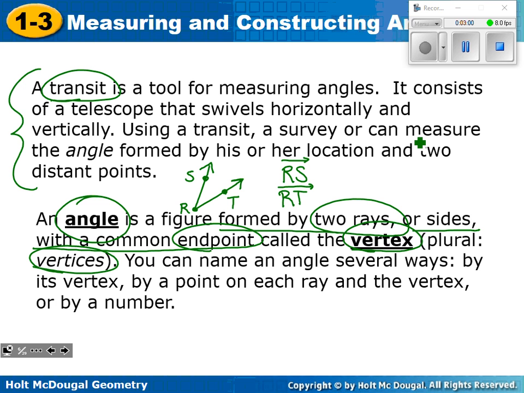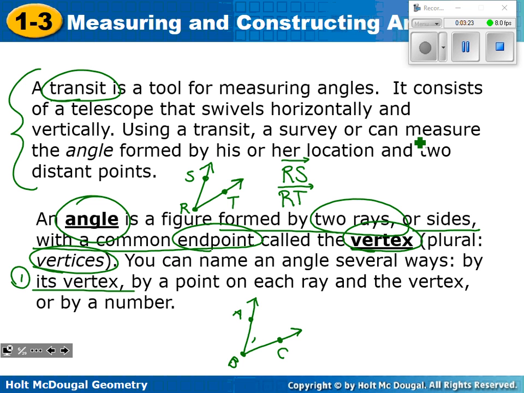And then there are three different ways you can name an angle. Some of them work all the time. Some of them only work some of the time. So I'm going to give you an example here. Okay, so sometimes you can name an angle by just using its vertex.